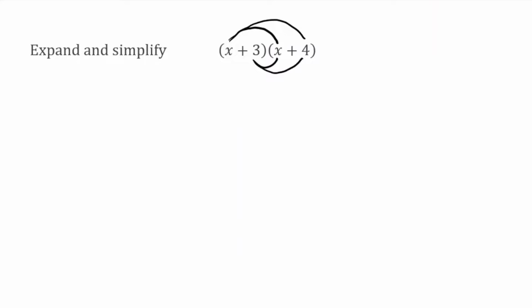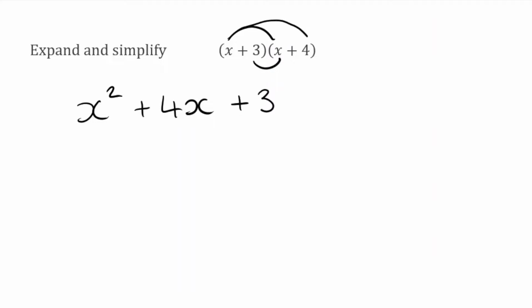Okay, so let's give this a go again. So we'd have x multiplied by x, which gives us x squared. We then have x multiplied by 4, which is 4x. Then moving on to the 3, we'd have 3 multiplied by x, which is 3x. And then we'd have 3 multiplied by 4, which is 12. So that's the expand part of the question done.